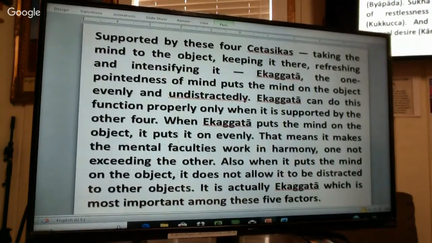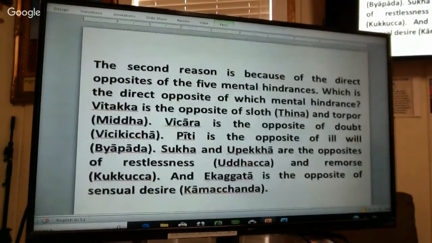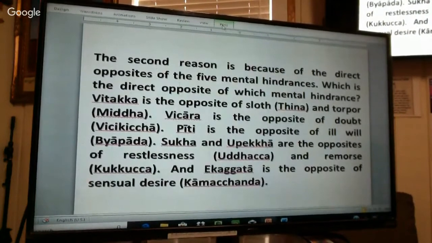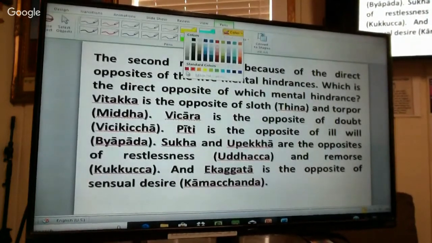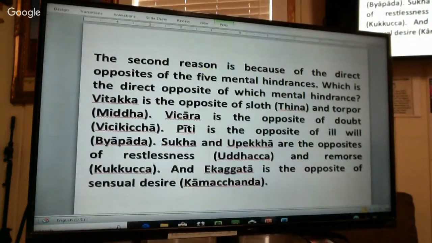And then the second reason: they are the direct opposite to the five mental hindrances. Vitaka is the direct opposite to sloth and torpor. When you're very sleepy, which one is opposite? Vitaka. Initial application, putting the mind on the object. That's why sometimes we cannot sleep at night properly. I already told you, Vitaka is totally opposite to sloth and torpor.